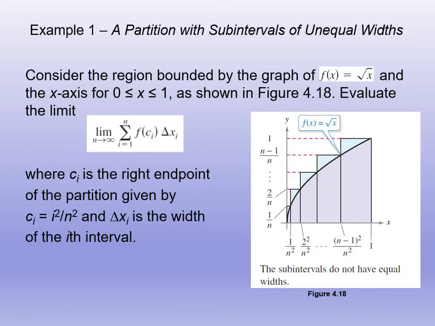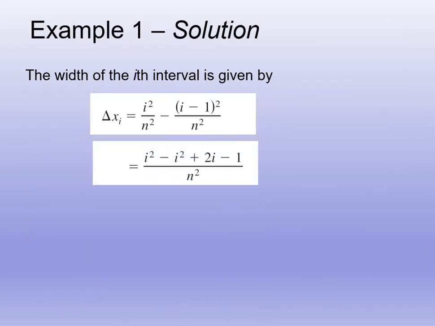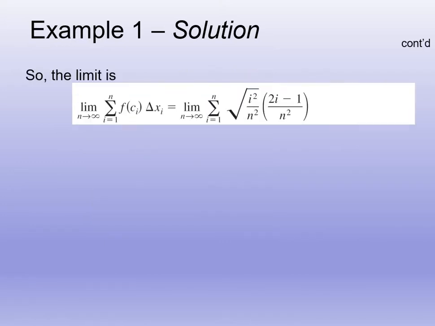Okay, we found delta x, that's the width, and now we have to substitute our ci into the square root of x. Okay, so that's i squared over n squared. It's going to go into the square root. Alright, and then we're going to take the limit as n approaches infinity. So this is the width that we went through.